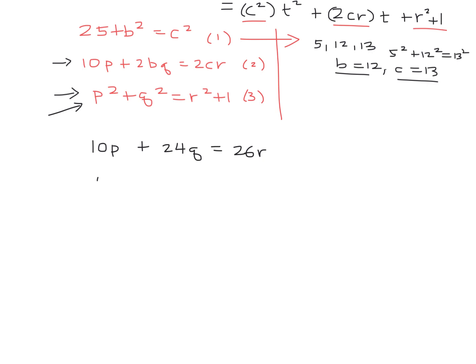Well, let me just simplify this. I think I can divide through by 2 here. 12q is equal to 13r. Okay, so we'll call that equation 4. And then now, what can I do now?